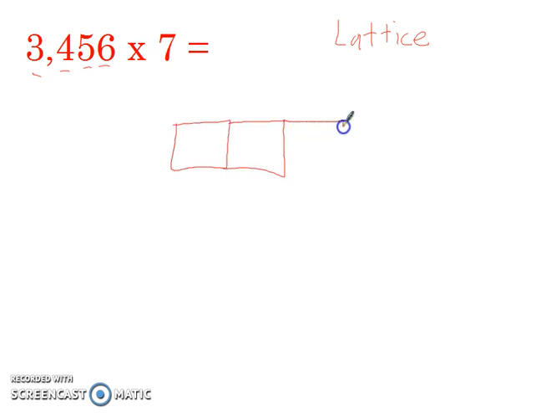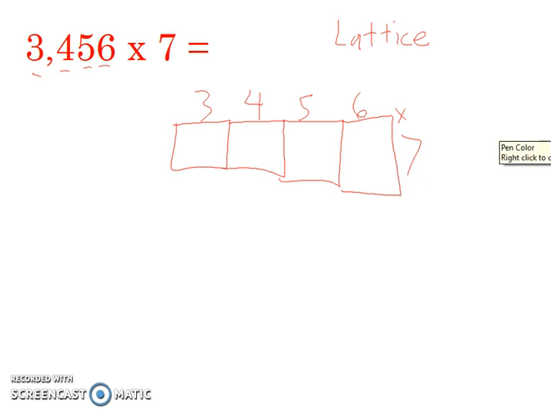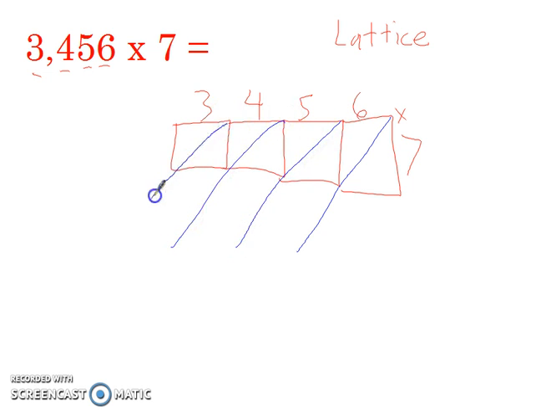1, 2, 3, 4. On top of each box I just put one of the digits, so 3,456. And over here on this side I'm going to put times 7. Okay, here's where the lattice comes in. Lattice is like the weaving on the top of an apple pie. So I'm going to make a diagonal from that corner to that corner, and a diagonal through that box, and a diagonal through that box, and a diagonal through that box.